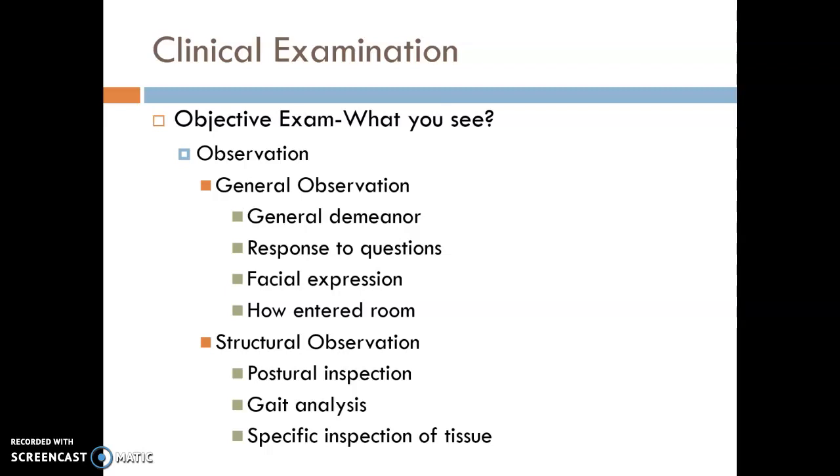And then we're going to look at some structural observation. So that's their posture, their gait analysis. That means if they're limping or walking differently because of pain or injury. And then our specific inspection of that tissue.